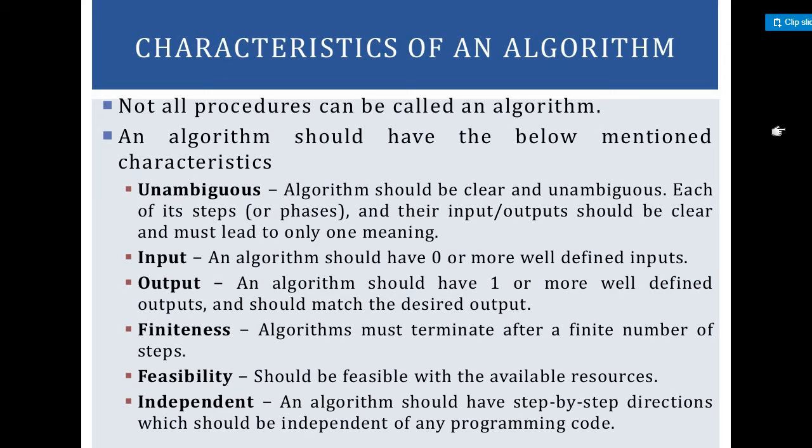Number two, input. An algorithm should have 0 or more well-defined inputs. Next, output. An algorithm should have 1 or more well-defined outputs and should match the desired outputs. Finiteness: the algorithm must terminate after a finite number of steps. Feasibility: algorithms should be feasible with the available resources. Independent: an algorithm should have step-by-step directions which should be independent of any programming code or language.